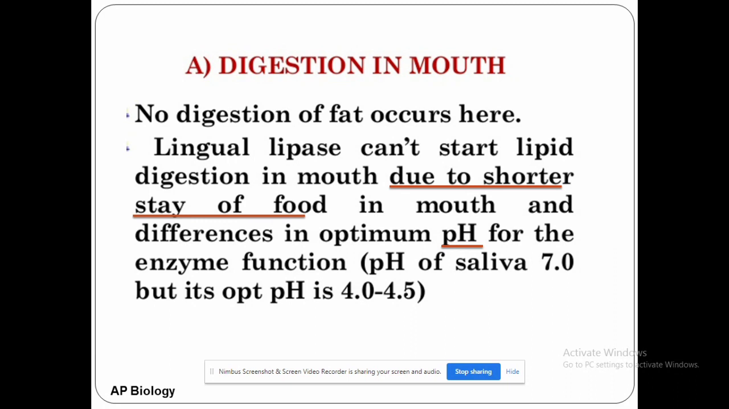Why? Because due to shorter stay of food in the mouth and due to difference in the pH for the enzymatic action. The pH of the saliva is 7, but the optimum pH for the enzyme is 4 to 4.5. So digestion cannot take place because the enzymes are not active at that pH.